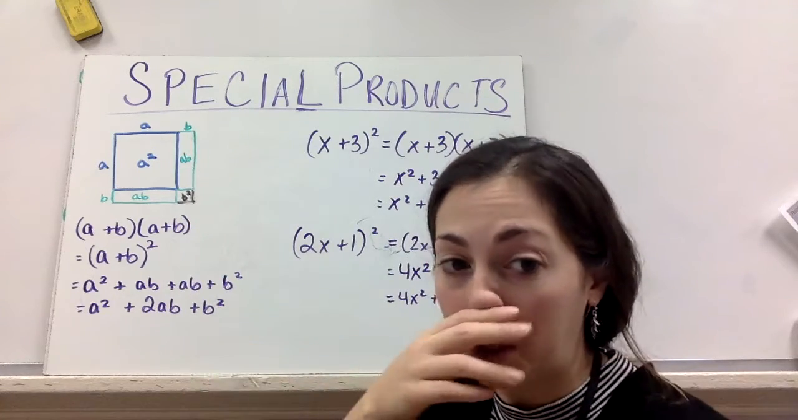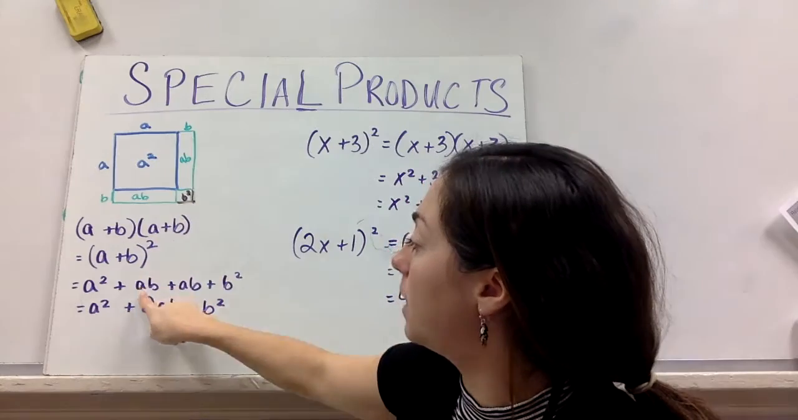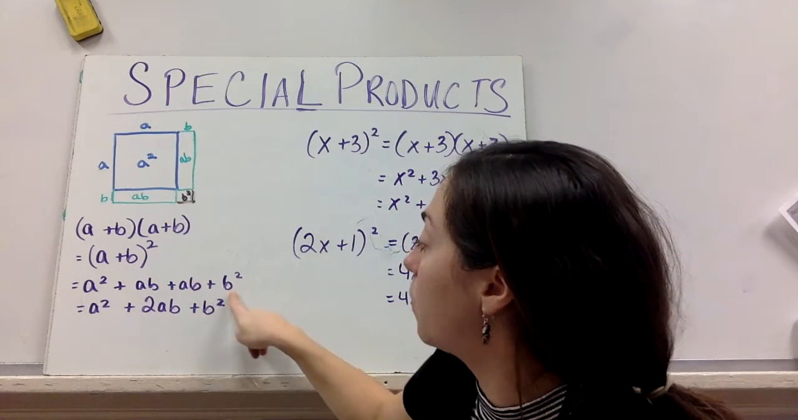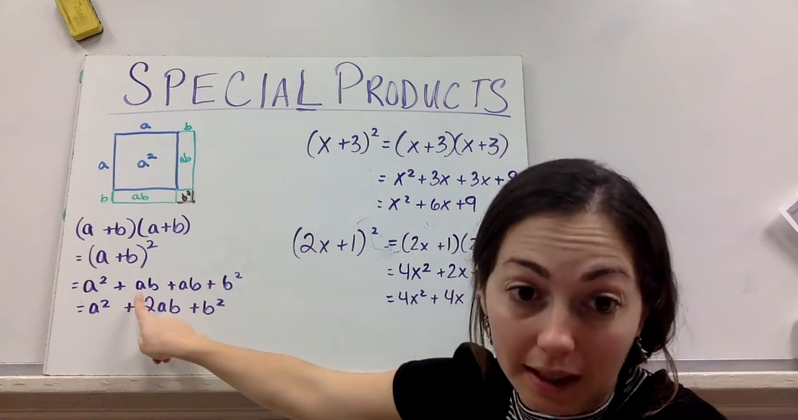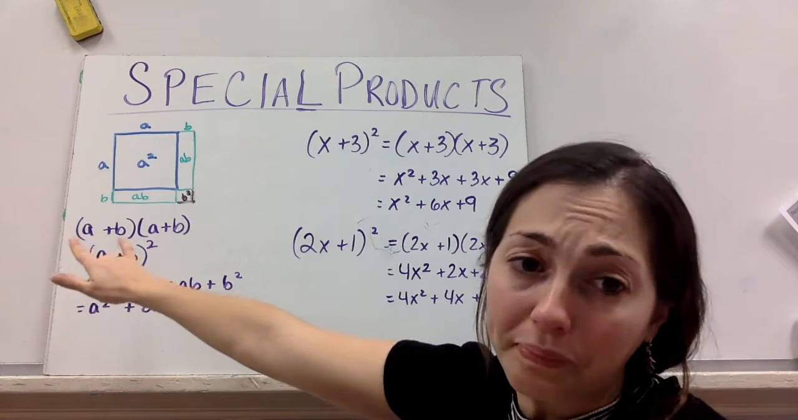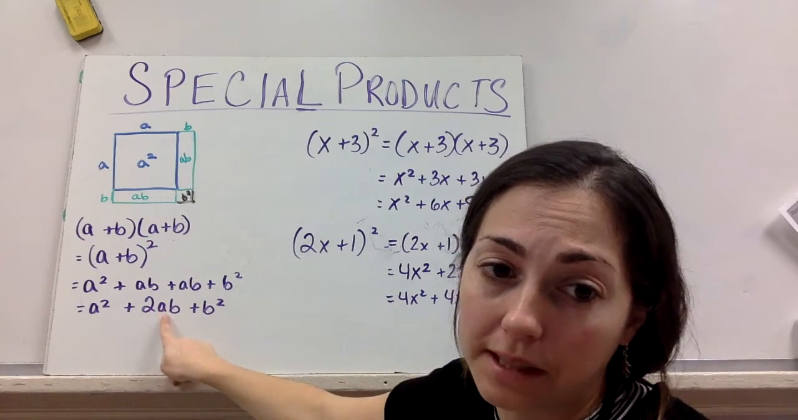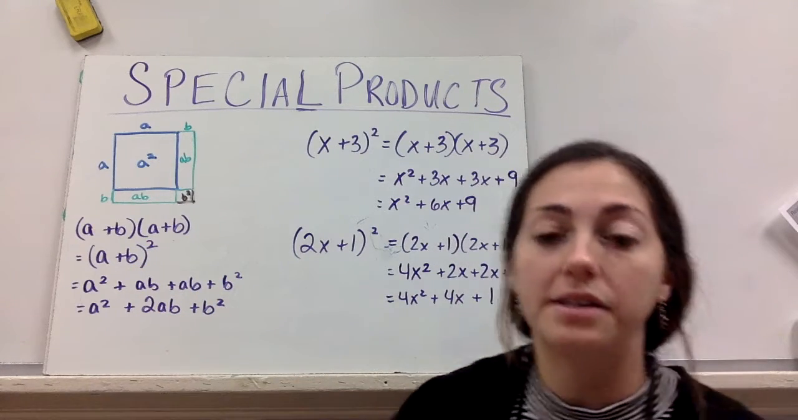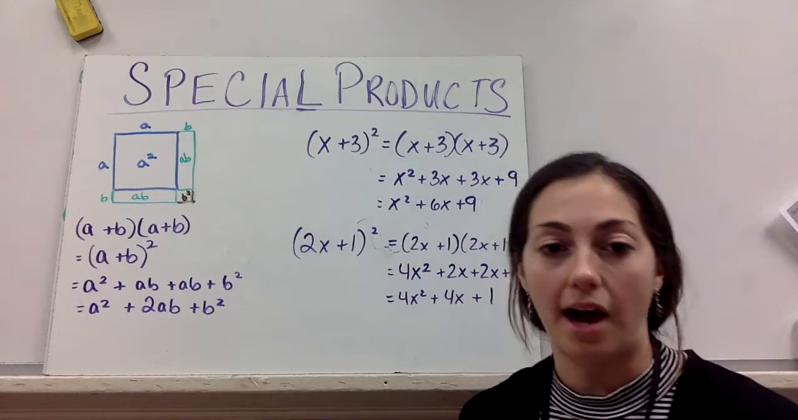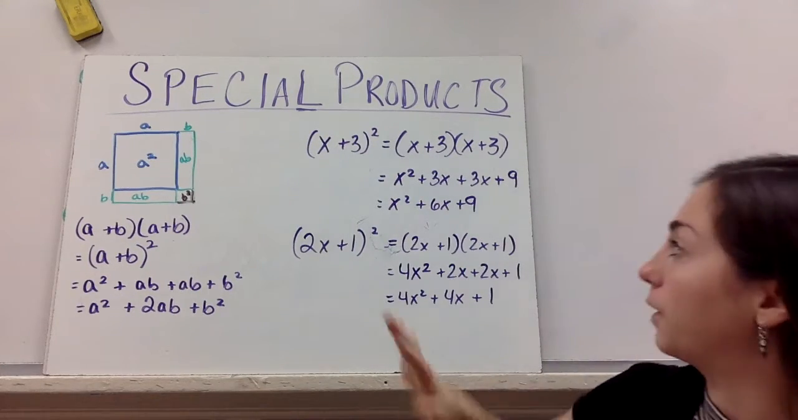So if you notice, when you add all these up, A squared plus AB plus AB plus B squared, and then combine like terms, AB and an AB is two ABs. So you get A squared plus 2AB plus B squared. And this is just like a formula fact. And let's use some different numbers. I think it'll become much more clear right now.